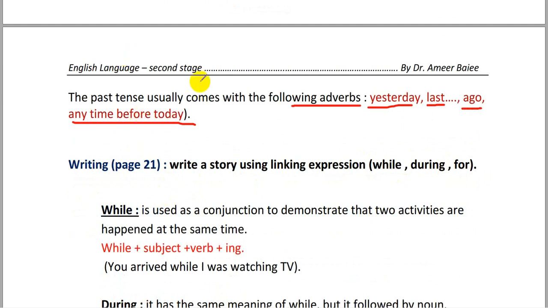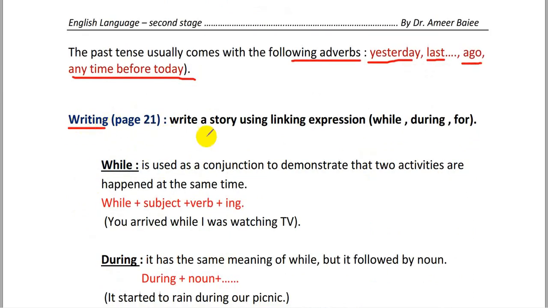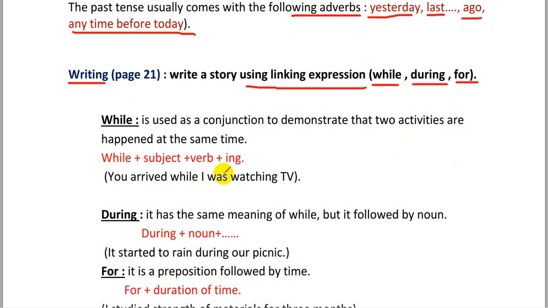هذا فيما يتعلق بالجرامر. فيما يتعلق بالرايتنج. Write a story using linking expressions. تعابير تستخدم لربط أكثر من جملة. التعابير ضمن هذه اليونت راح تكون while بينما، during خلال، for لـ. كل هذه التعابير تشير إلى الزمن، لكن لكل تعبير صيغة معينة بالاستخدام.